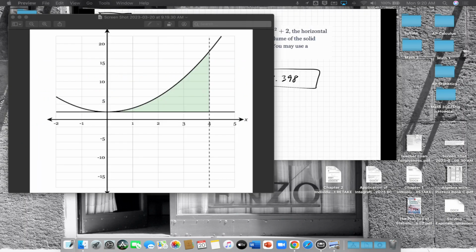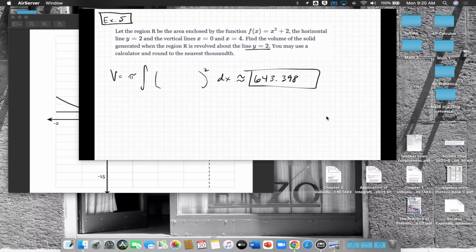So when you graph it, this is what the picture looks like. And it's going to revolve not around the x-axis, but horizontally around y equals 2. So the top is going to be the quadratic, x squared plus 2. The bottom is y equals 2.